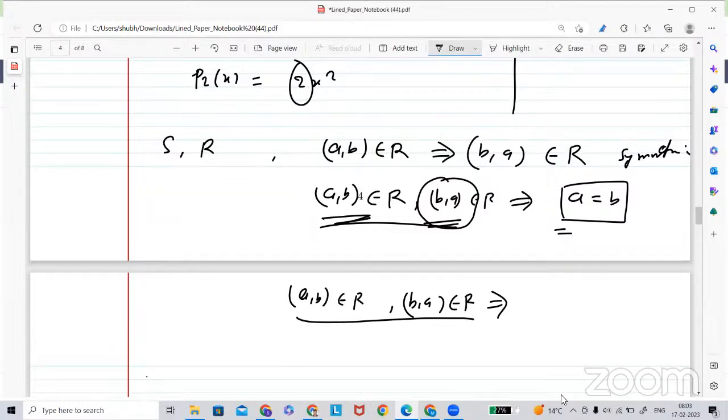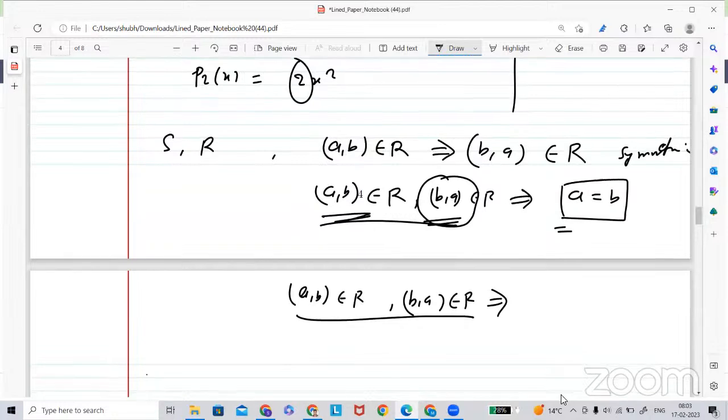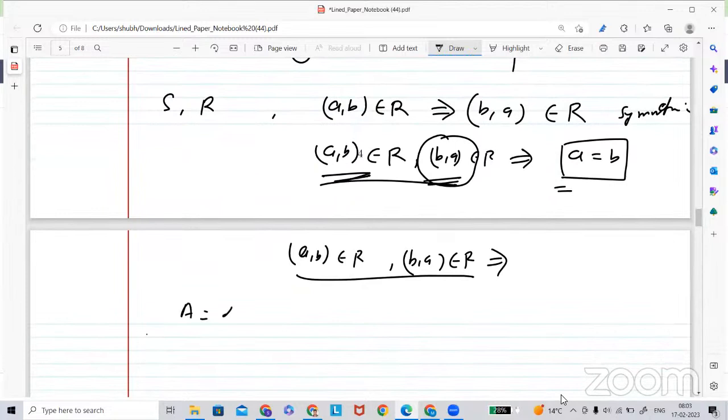So this is the main thing. In the question, it is said that A is a subset of B. So let's say we take A as {A, B, C} and the other set B as {A, B, C, D}.